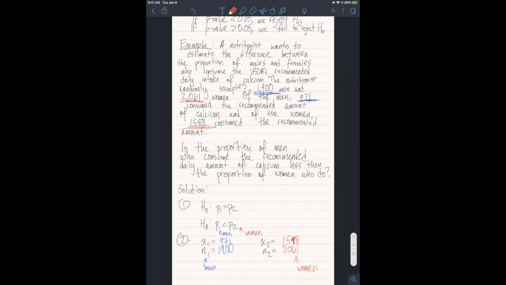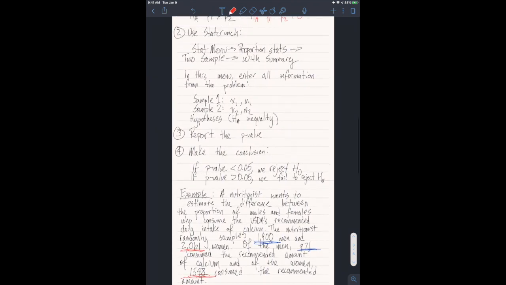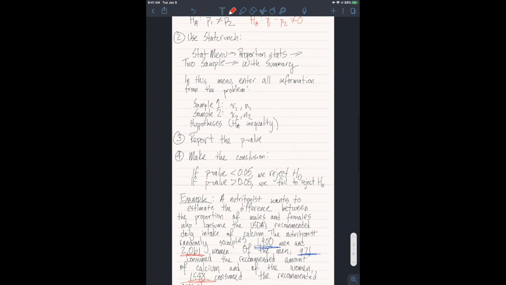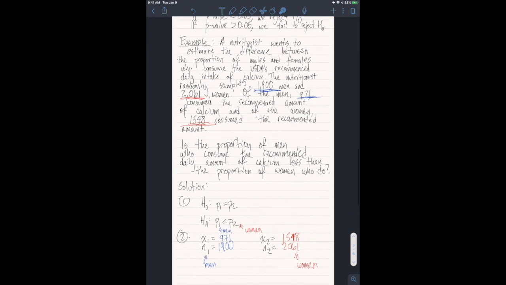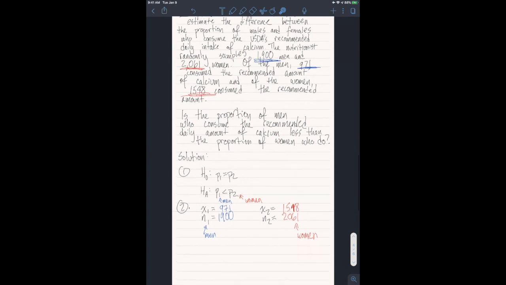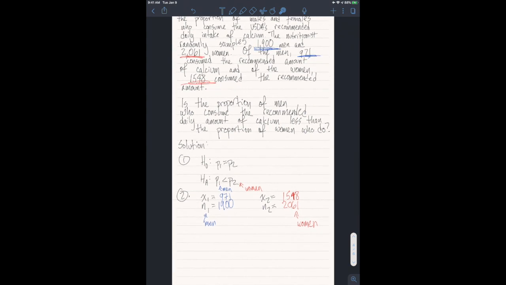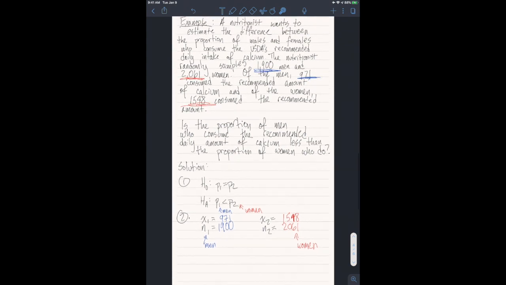I'm going to switch windows for a second to go into StatCrunch, but I just want to make sure that I remember everything I need. Go to the Stat menu, Proportion Stats, to Sample with Summary. That's how you get there. I only have my iPad to go on right now, so hopefully you'll be able to switch back and forth a little better. And then these are the numbers I'm going to put in that menu. This was my sample of men: 971 successes out of 1,900. For women, it was 1,548 out of the 2,061.